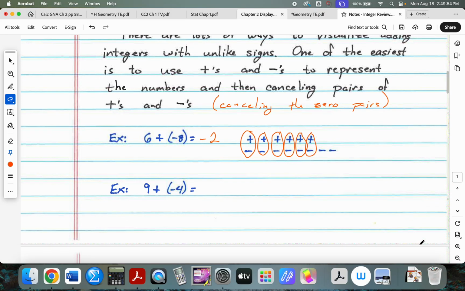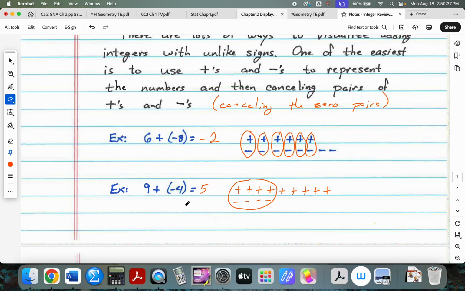If you have positive 9 plus negative 4, I'm going to have 9 positives and 4 negatives. I've got 4 zero pairs. All that's 0. And how many positives do I have left? 5. What's happening here is these two are working against each other. I have a positive 9 and a negative 4. Positive 6 and negative 8.